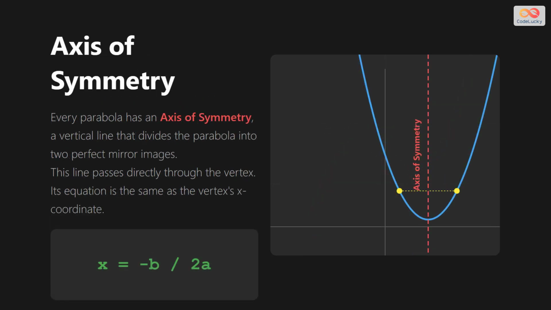A fascinating feature of a parabola is its symmetry. A vertical line can be drawn straight through the vertex, which splits the parabola into two perfect mirror image halves. This line is called the axis of symmetry, and its equation is x equals negative b divided by 2a, the same formula used for the vertex.